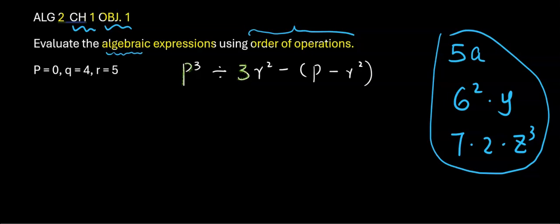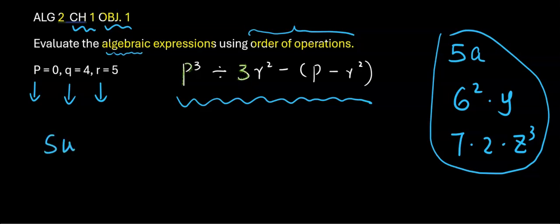So our task is we're going to evaluate these algebraic expressions by using P is 0, Q is 4, R is 5. How do we do that? We're going to use substitution. Okay? All right, let's get started.